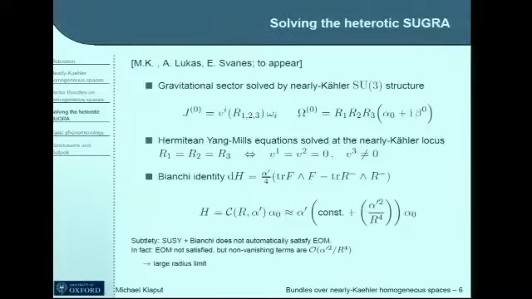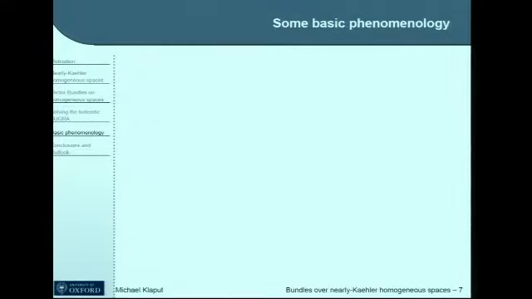Okay, so we've seen that on these spaces with the bundle construction, which I've briefly explained, it is possible to solve the supersymmetry equations and the Bianchi identity exactly up to and including first order in alpha prime. We get a non-vanishing H flux, and we solve the equations of motion in a large radius limit. So let's have now a look at the basic phenomenology which we get in these models.